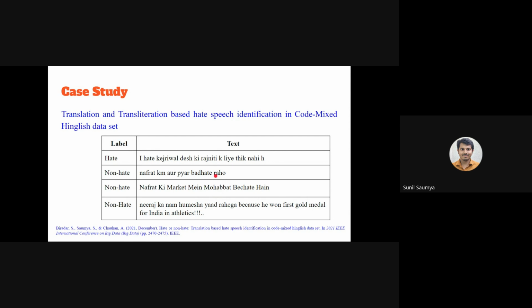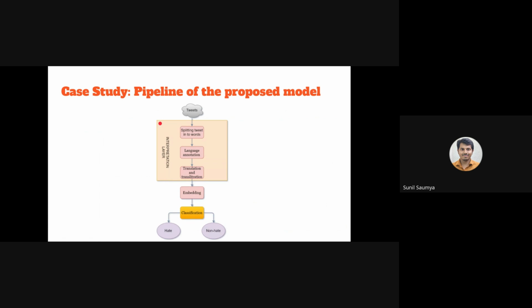And how did we handle it? To handle this kind of data, we used two approaches. We used translation wherever it was required, and I'll tell you where we did the translation. And we also used transliteration. Let me explain these two terms, but before that, let's see the pipeline which we followed. We collected the data from Twitter, so tweets we first gathered, and then there was one interpretation layer.